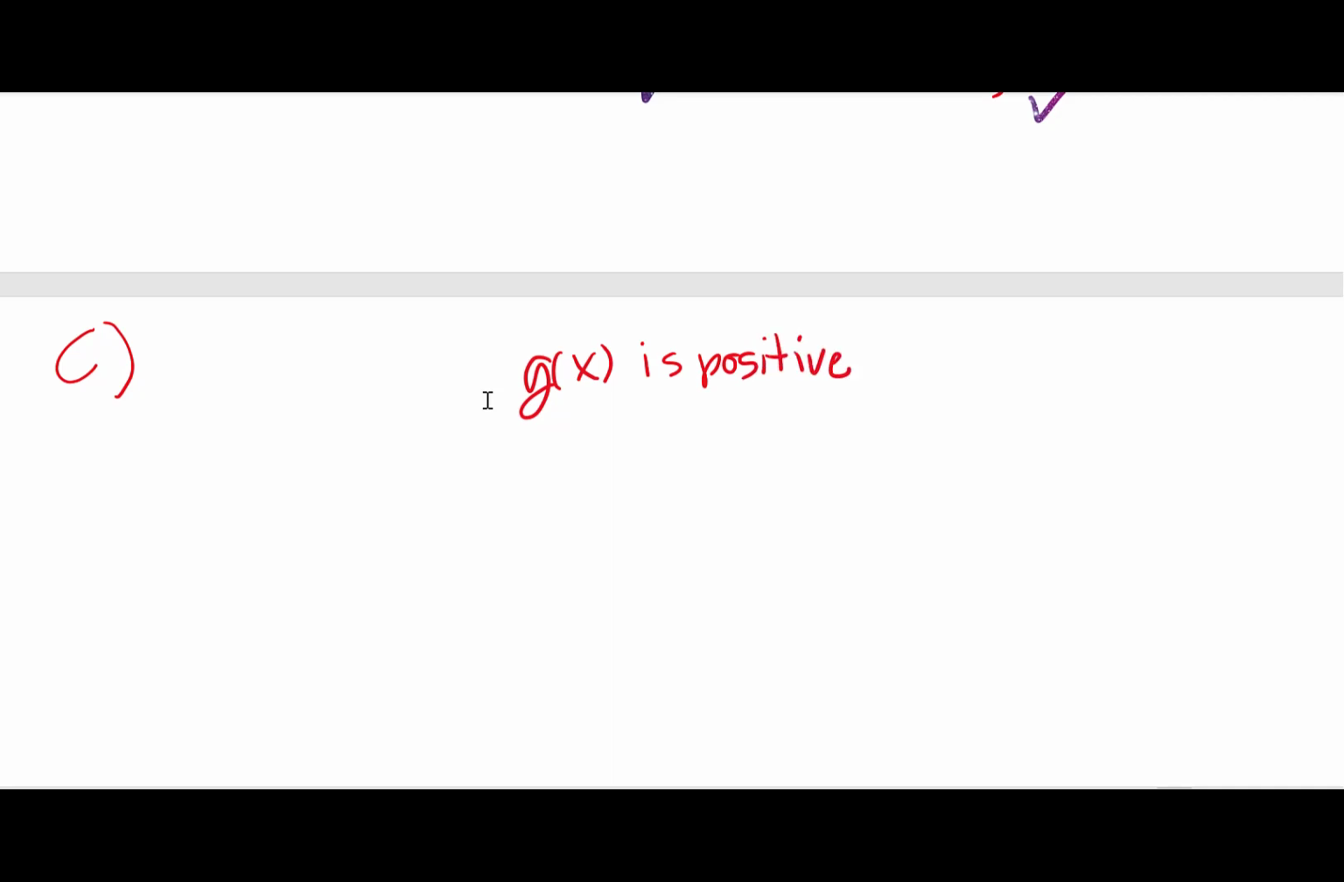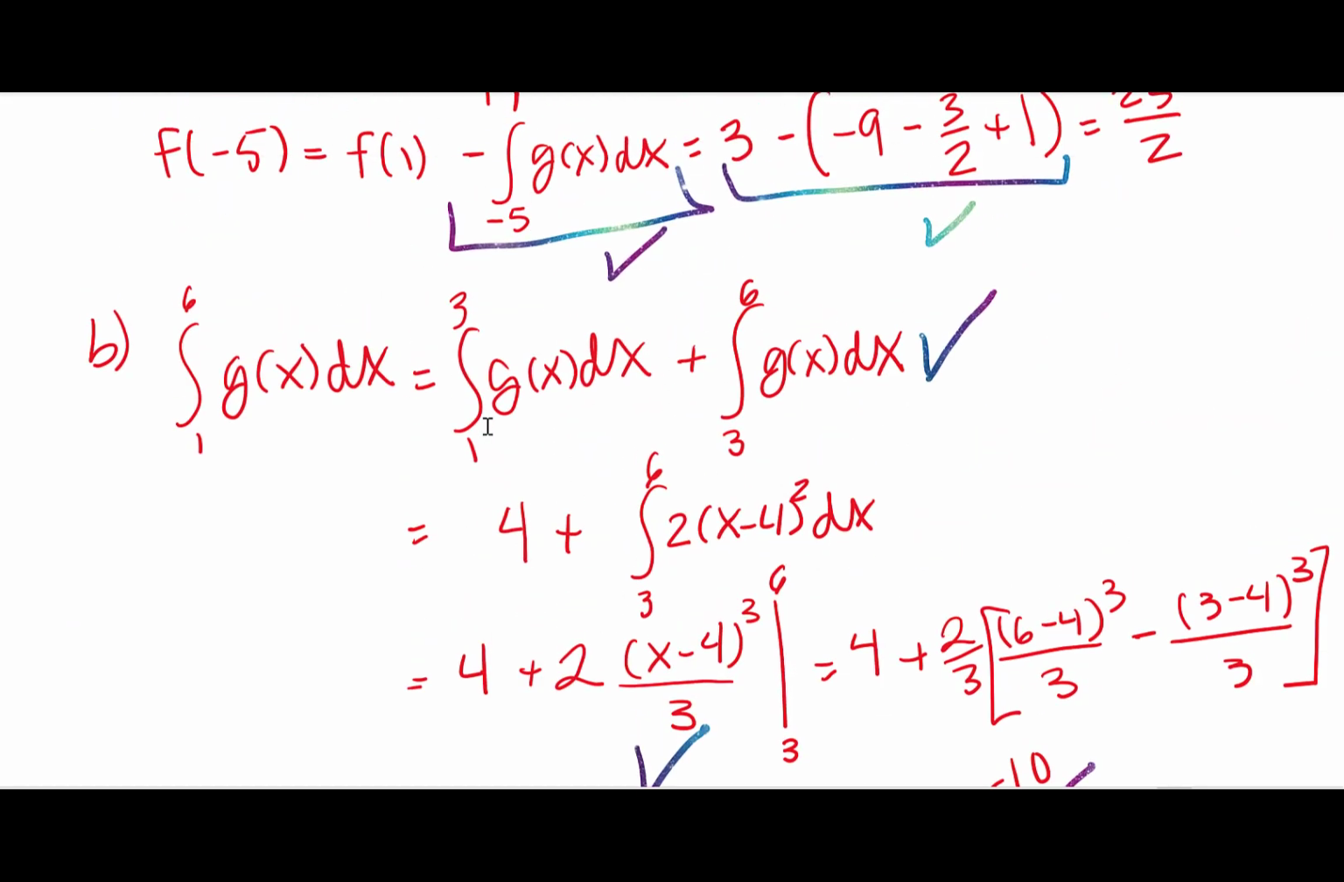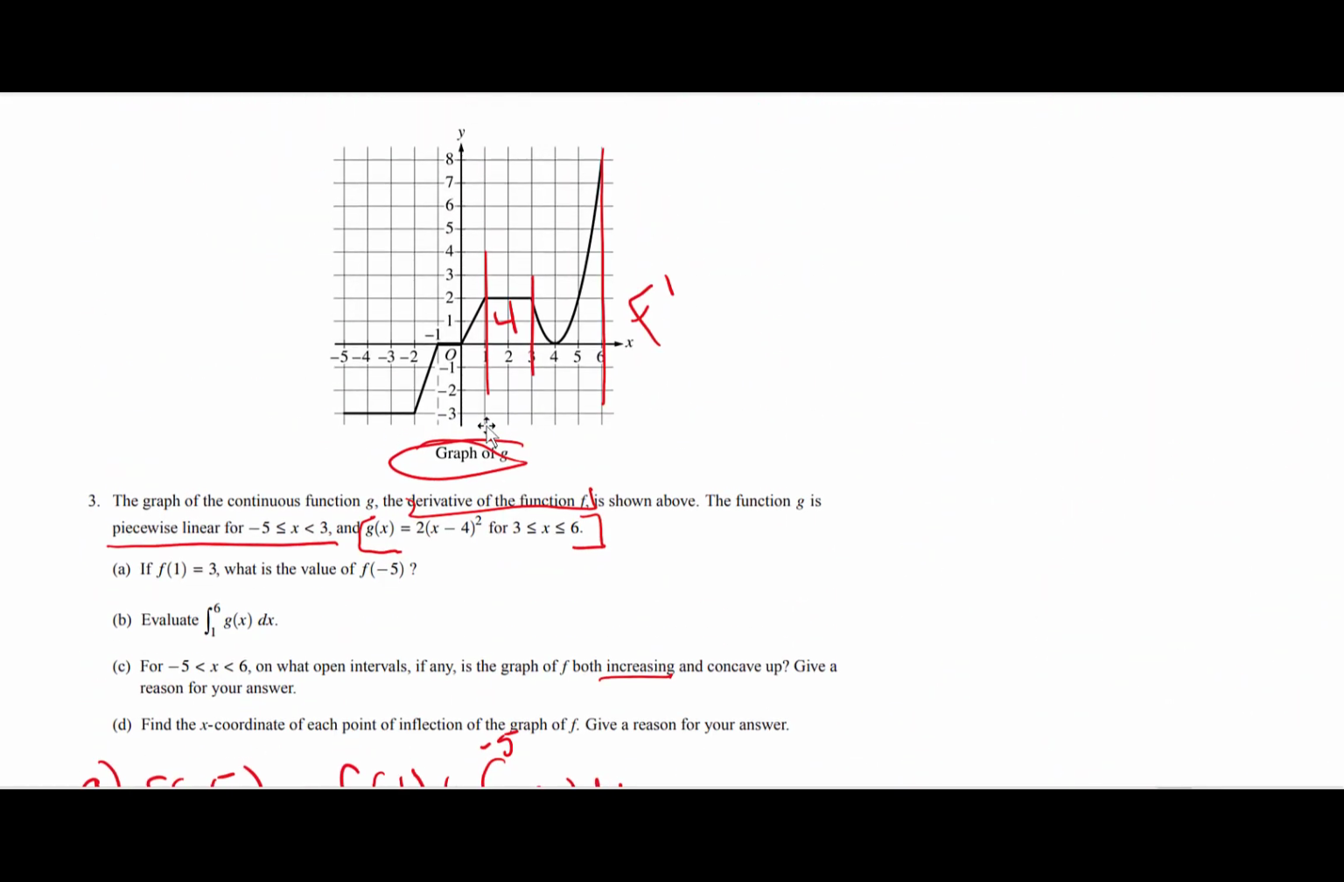And then the other thing was it needed to be concave up. And the derivative would be increasing if the original function was concave up. Okay, so we're going to go back to the graph of g and see where that's true. So we want increasing and concave up. I mean increasing and above 0.